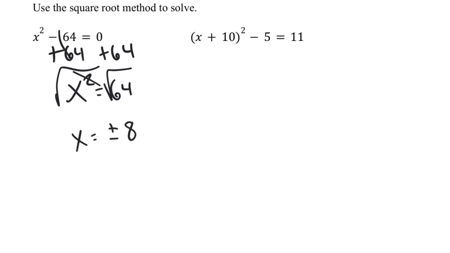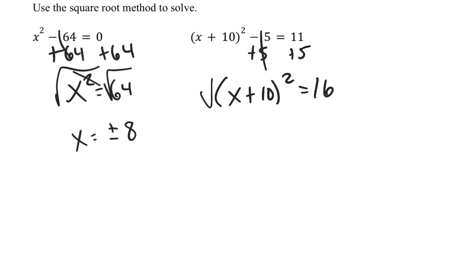Okay, so over here, we gotta do the same thing. We gotta isolate x, and in this case, we have a binomial that's squared. So we gotta work back to that before we take the square root. I'm gonna add 5 to each side to cancel that out. And we're left with quantity of x plus 10 squared is equal to 16.